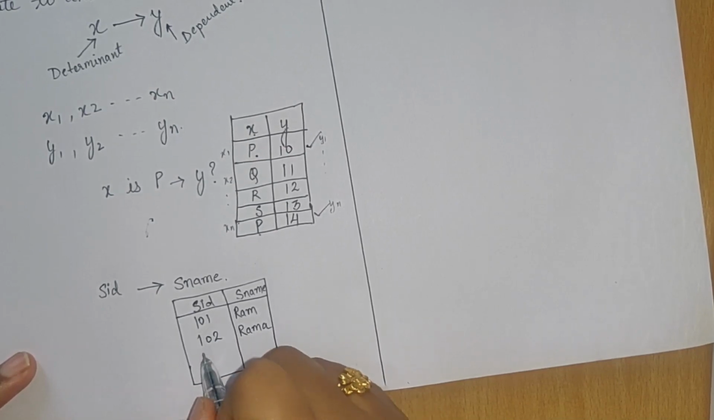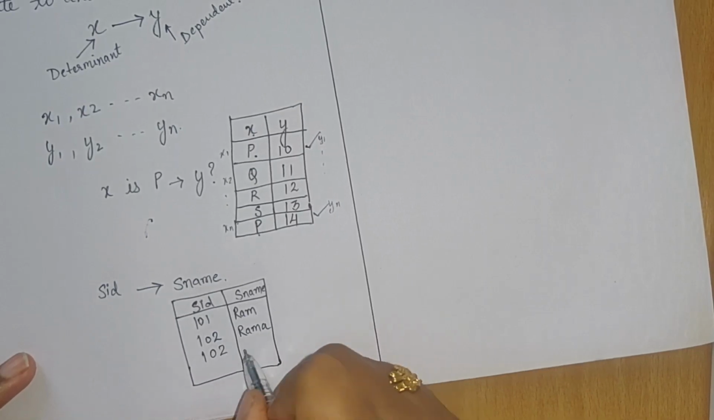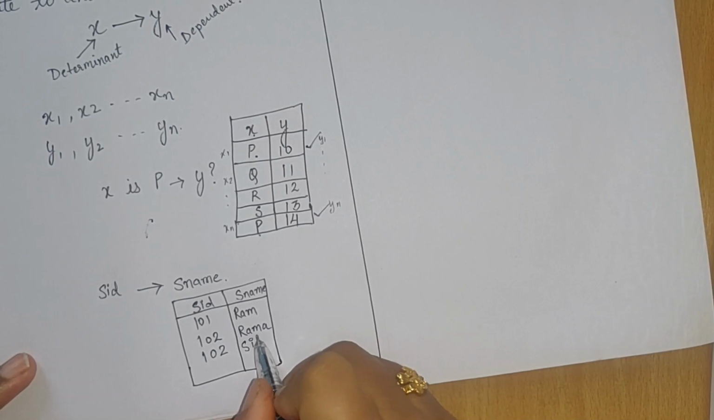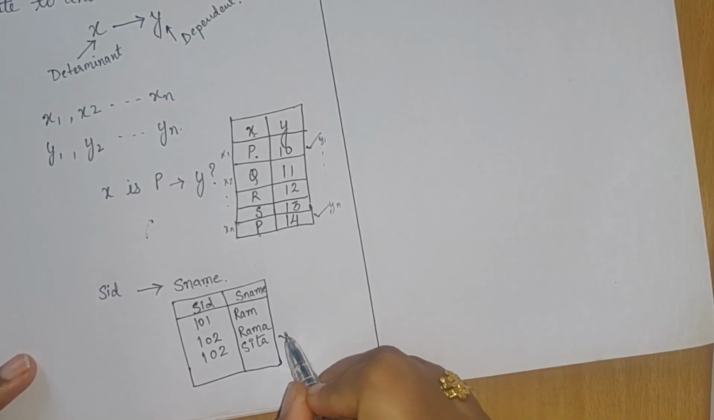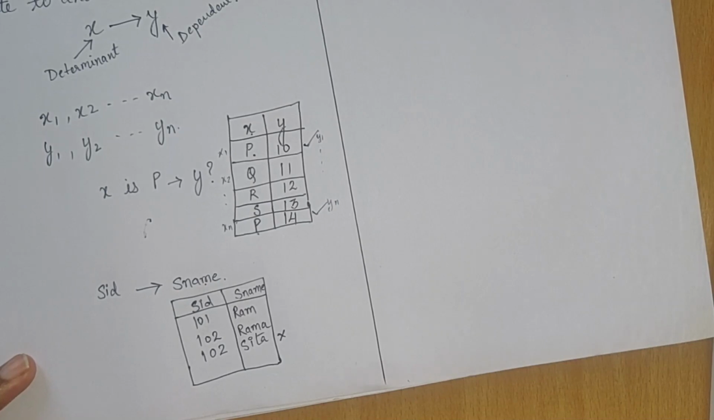For 102 you can tell me the name is Rama. But if you get one more row, 102 with the name Sita, that is not allowed because it violates your functional dependency constraint. S name is dependent on SID, and for 102 a different name cannot be accommodated. So this condition is false.